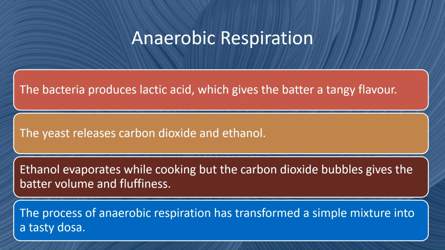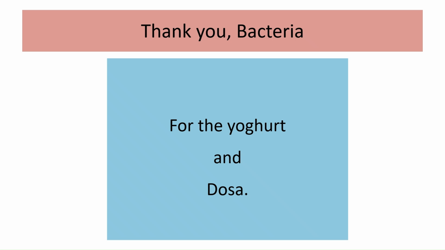Anaerobic respiration. The bacteria produces lactic acid, which gives the batter a tangy flavor. The yeast releases carbon dioxide and ethanol. Ethanol evaporates while cooking, but the carbon dioxide bubbles give the batter volume and fluffiness. The process of anaerobic respiration has transformed a simple mixture into a tasty dosa. Thank you, bacteria, for the yogurt and the dosa.